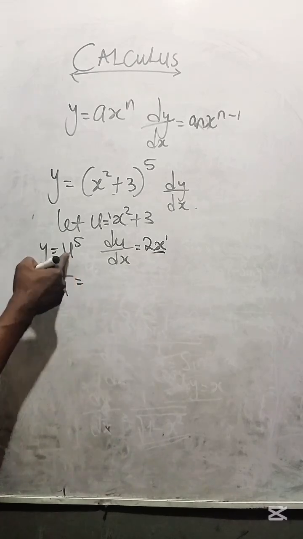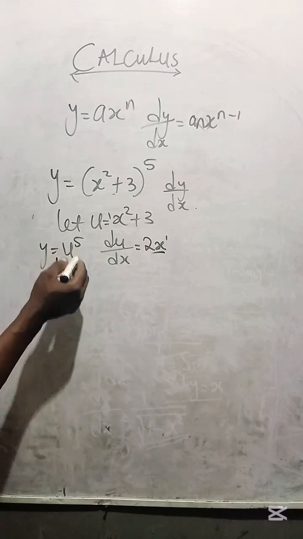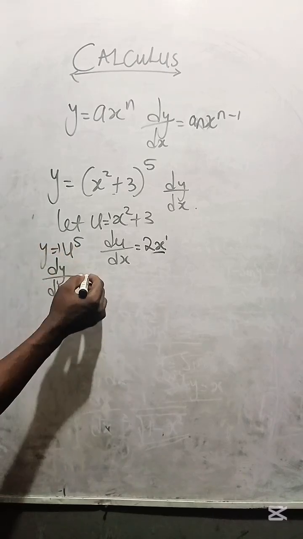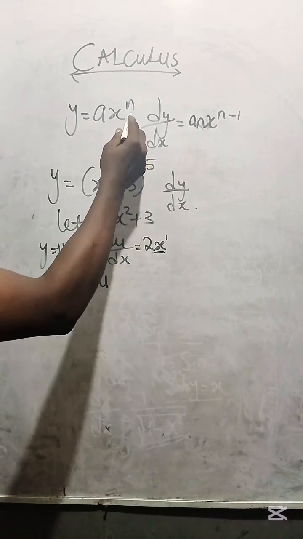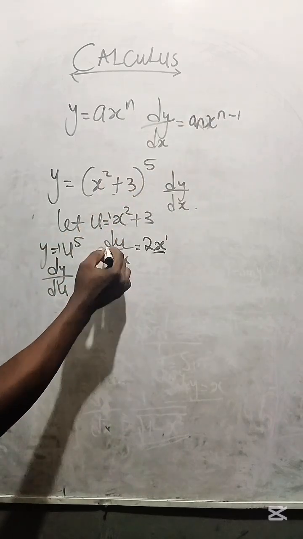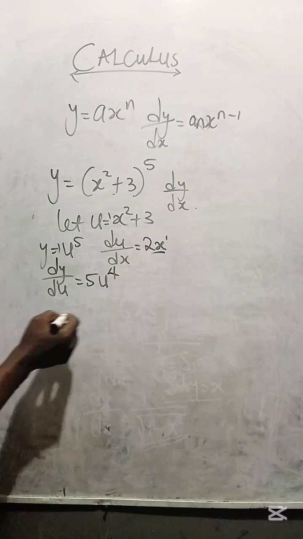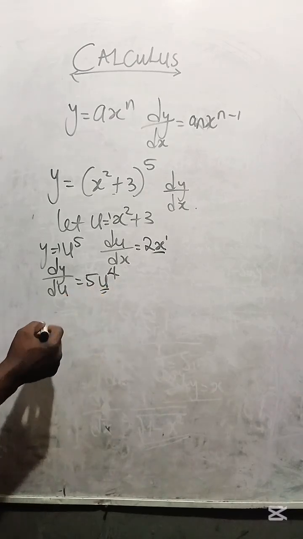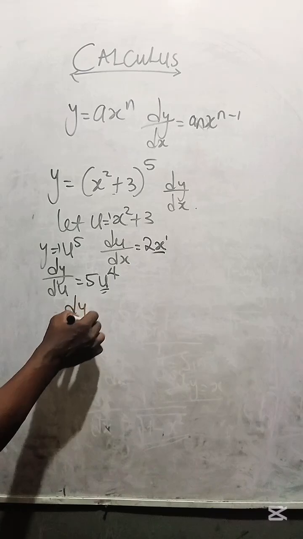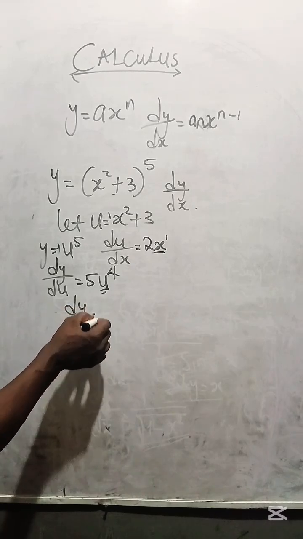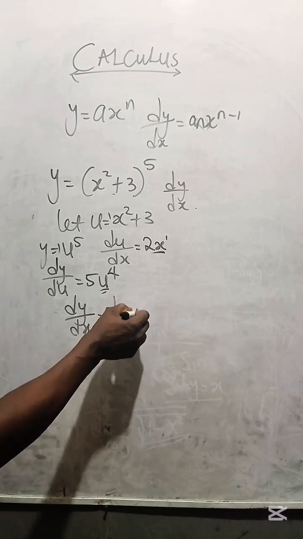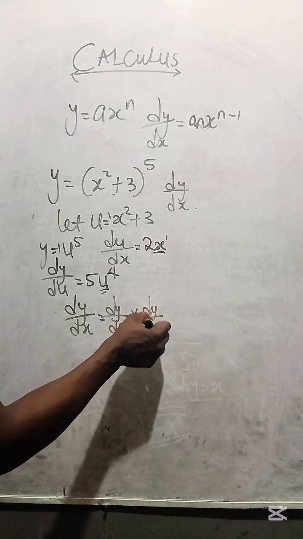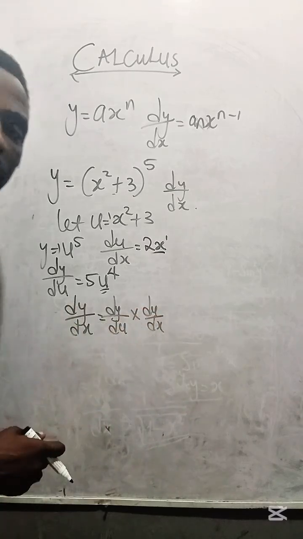Now dy/du, we are differentiating with respect to u. So 5 times invisible 1, we have 5, and u, 5 minus 1 will give us 4. So we're done with this. Using the rule, dy/dx is equal to dy/du times du/dx. This is called the chain rule.